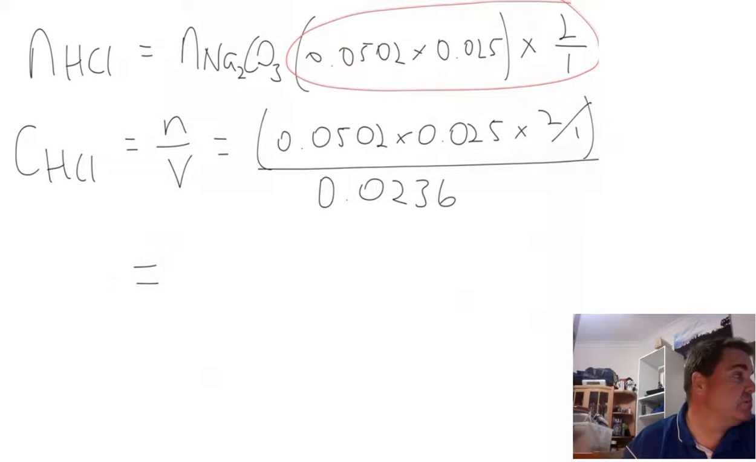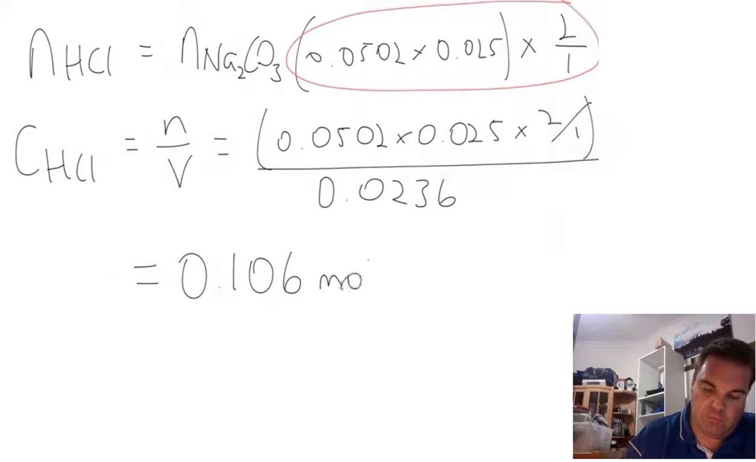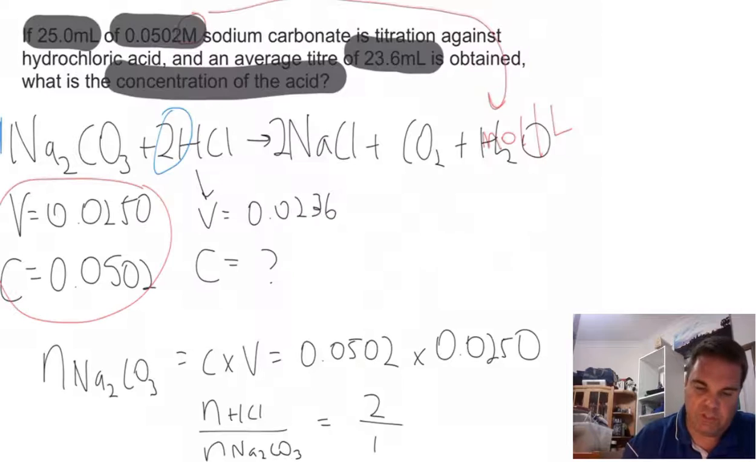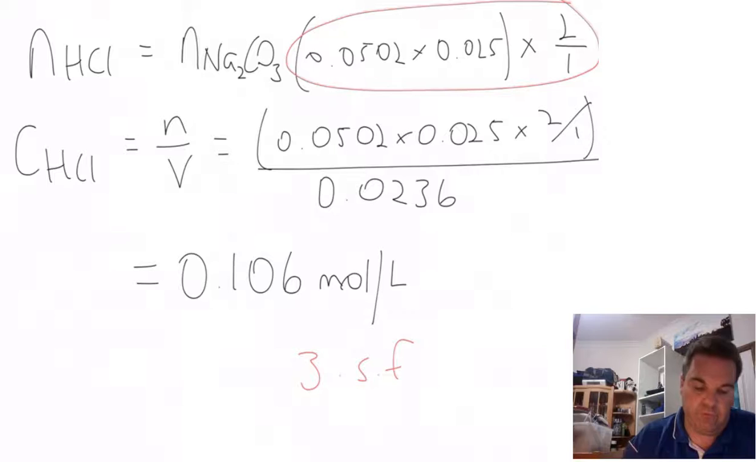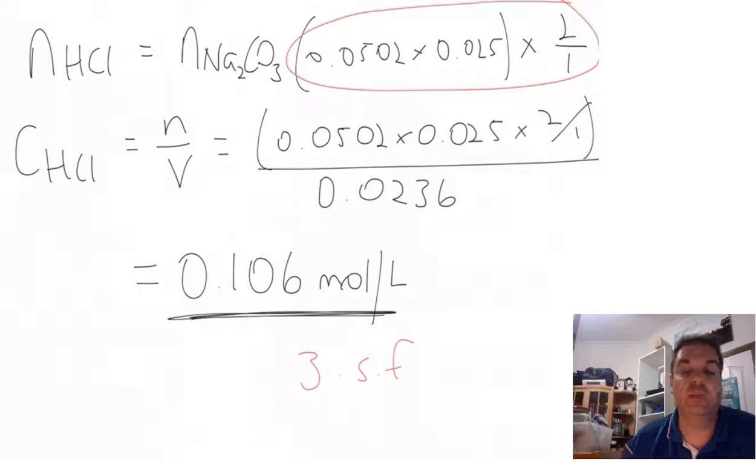If you've been working out the answer as well, you'll get 0.106 moles per litre. Now that is to 3 significant figures, because if we go back and have a look at the question, it's 3 significant figures for our volume, 3 significant figures for our concentration, 3 significant figures for our volume here as well. So all in all, that gives us 3 significant figures. That's why we give our answer as 0.106 moles per litre.